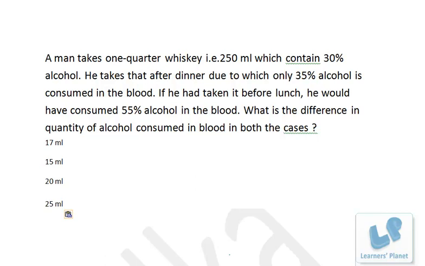And what is the difference? That is before and after lunch. That's 35% and 55%. That means 20%, right? So from 75 milliliters of alcohol, 20% is the difference. So what is 20% of 75 milliliters? That's 15. Pretty simple. No need to go for any paperwork. Okay, so whenever you see a big story, believe me, the solution will be very simple. Okay, I hope you are clear.